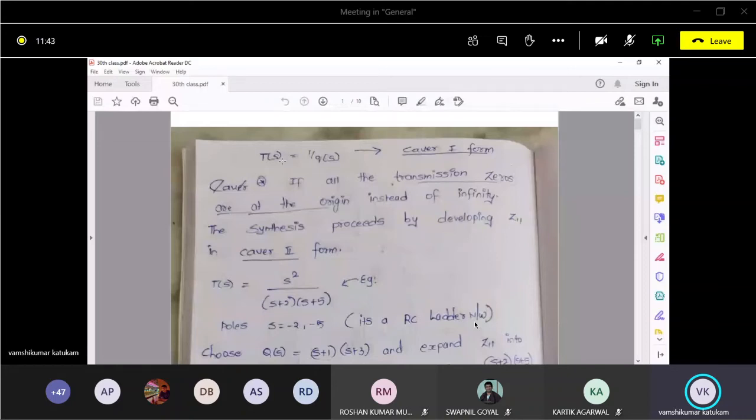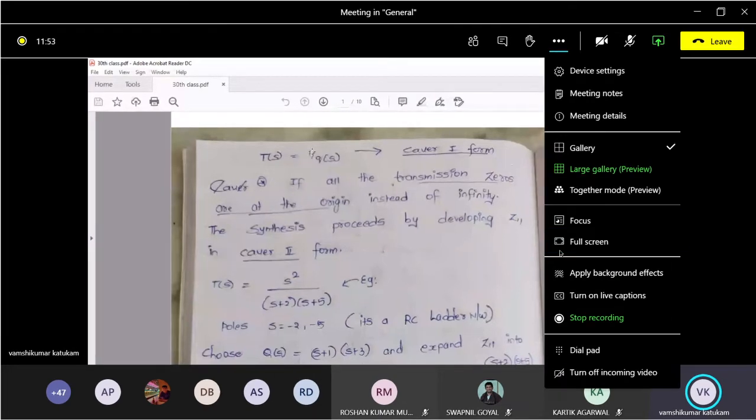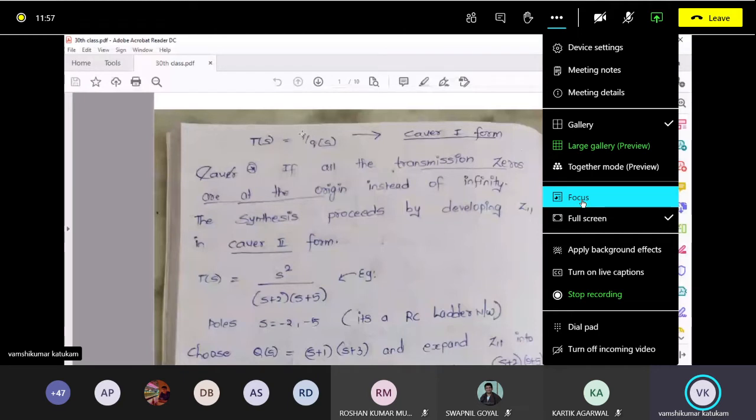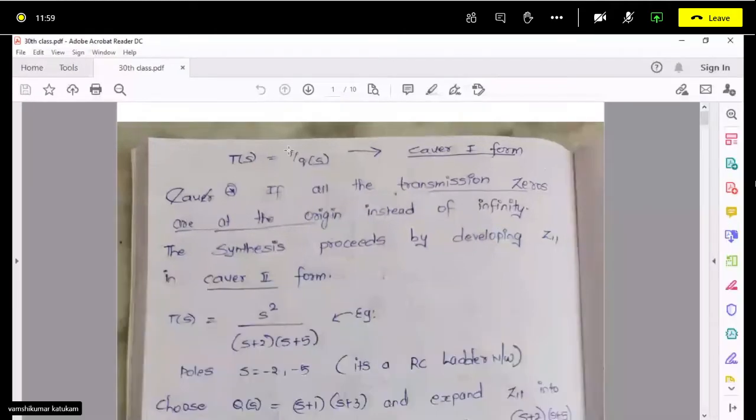In any form, right? So it can have poles and zeros. T of S can have zeros as well as poles. But the first case we took is 1 by Q of S. That means you don't have zeros. That is, zeros are present at infinity. There are zeros only at infinity, and you have only poles. That is, this function is called an all pole transfer function.